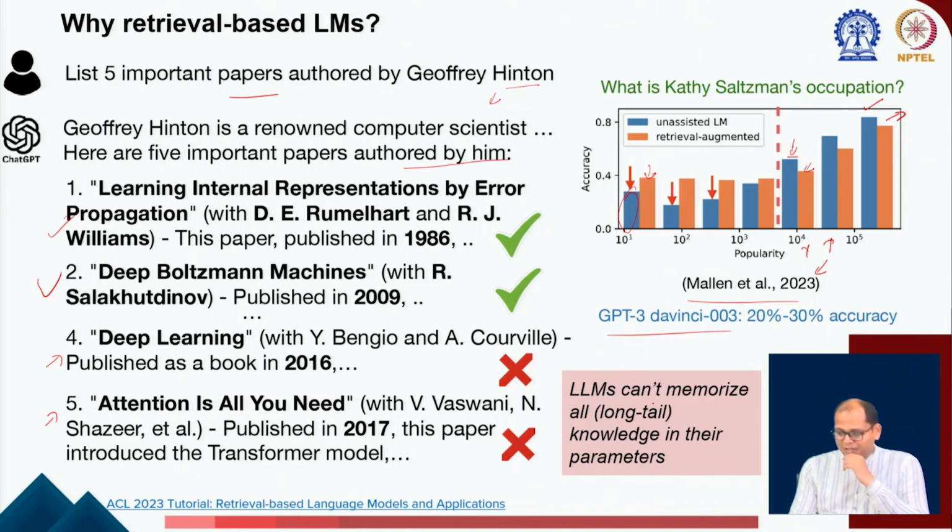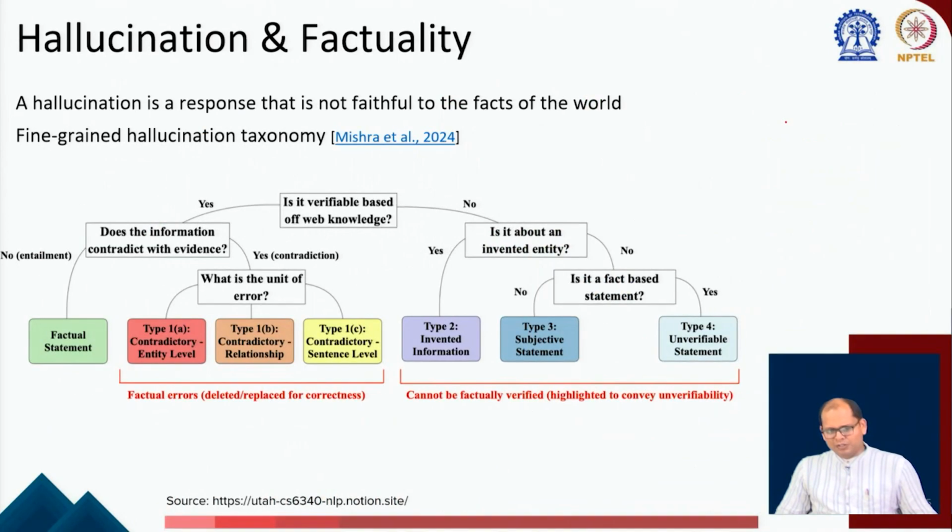So LLMs can't memorize everything they have been trained on in their parameters. They may focus more on the more frequent entities, for which they seem to give better accuracy than the RAG model. So hallucination is one particular issue, especially for tail entities. They may not have complete memory, but they know the format, so they may actually end up hallucinating.